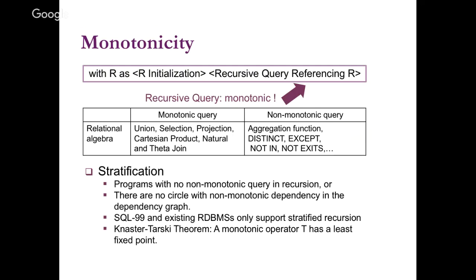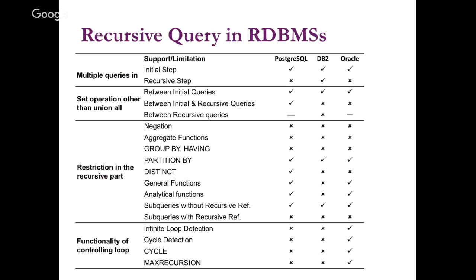According to the famous Tarski theorem, a monotonic operator T has a least fixed point, so SQL and existing relational databases only support stratified recursion. And lastly, let's step into the specific functionalities of different relational database systems. Here we investigate three mainstream RDBMSs.